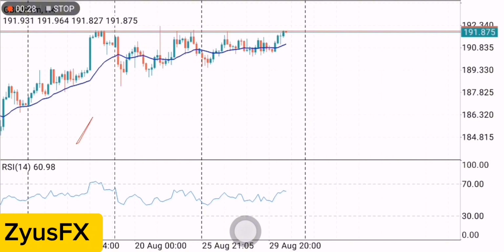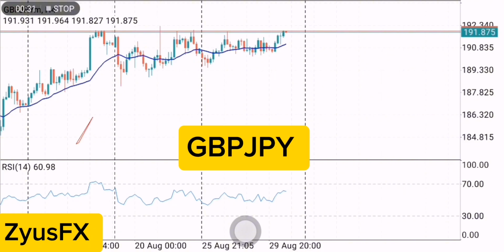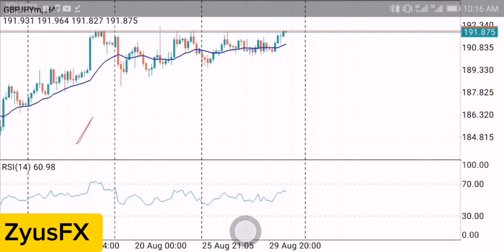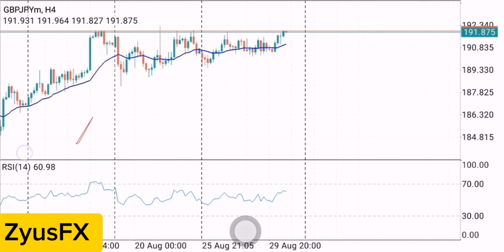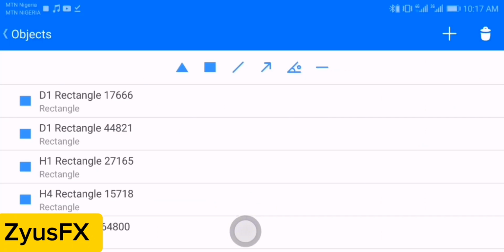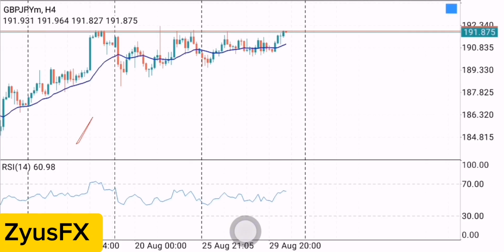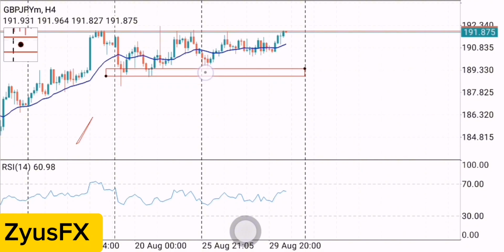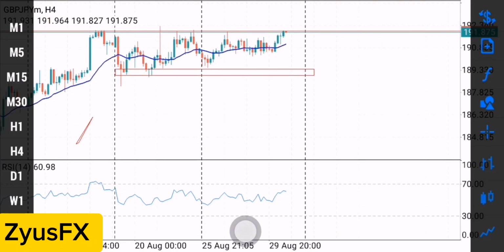Welcome back. So the first thing you want to be doing when you come to your charts is to use the 4-hour time frame to mark out your levels. We are currently on the 4-hour time frame, so we'll draw out our support and resistance area. Here is our support area. The next thing we will do is to mark out our resistance level.